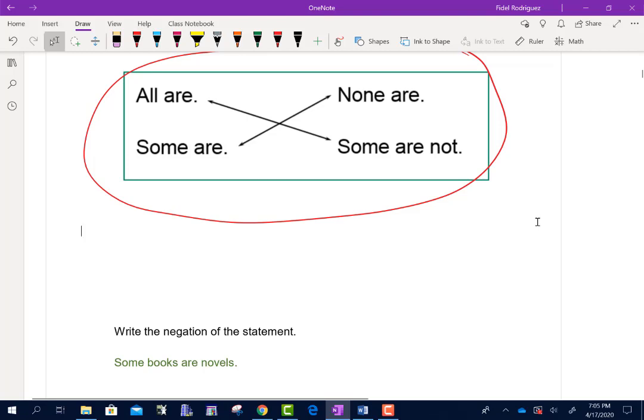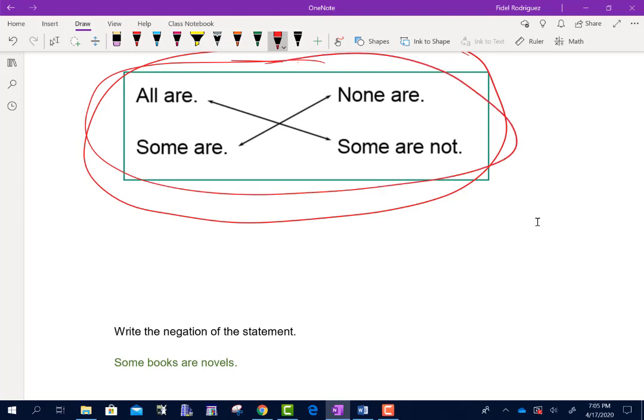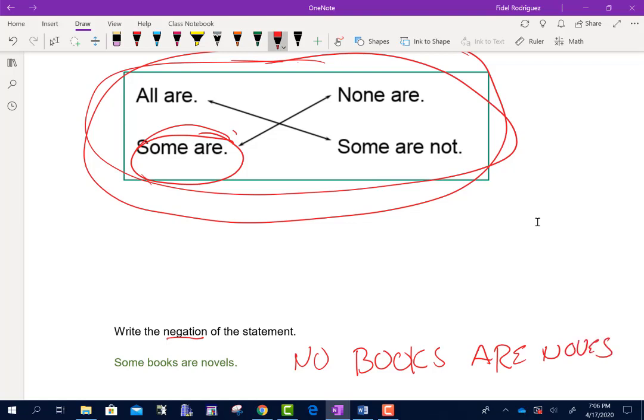I'm going to use this box here to answer my questions. It's asking me to write the negation of the statement. It says some books are novels. So I'm looking at "some of them are," so the negation would be no books are novels. Because the negation of "some of them are" is "none of them are." I wouldn't say "none books," but I would say no books are novels.